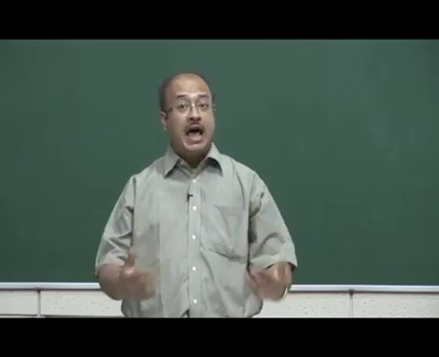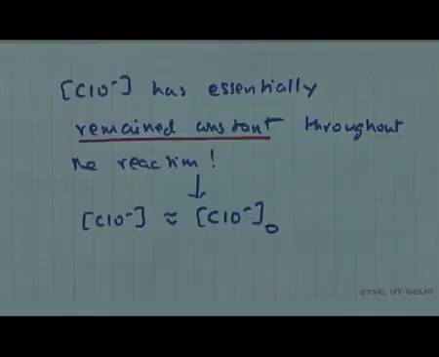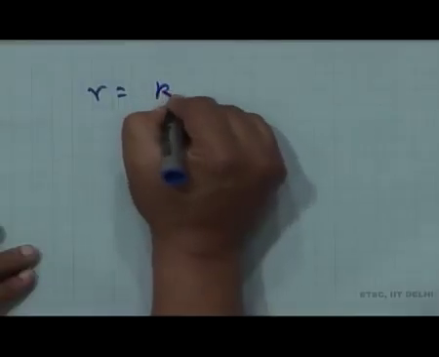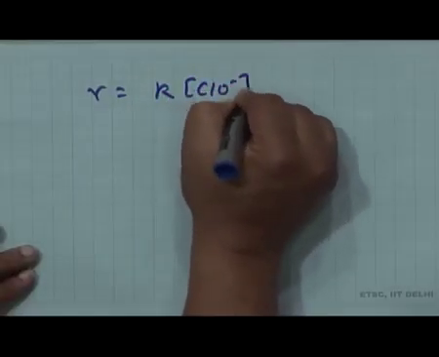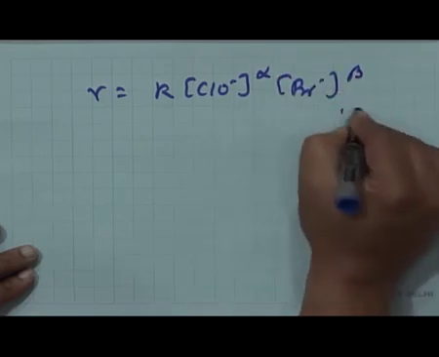Now, how does this help us? So, you will soon realize how it helps us. So, let us go back to this rate expression. The rate expression we started with was this: R is equal to k [ClO minus] to the alpha [Br minus] to the beta. So, this was 10.